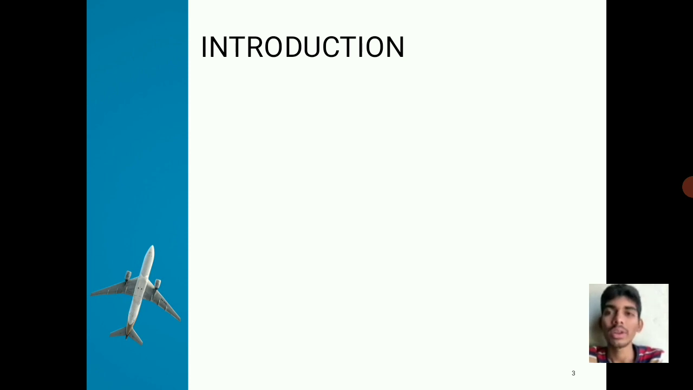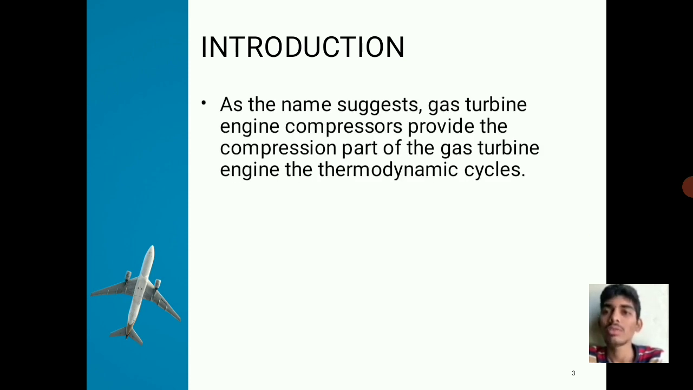Introduction. As the name suggests, gas turbine engine compressors provide the compression part of the gas turbine engine's thermodynamic cycle. As an aeronautical student, we can understand that a compressor is required in combustion to produce the amount of thrust which tends the plane to move further to overcome the drag.